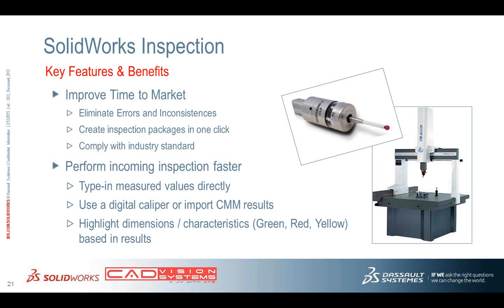Okay, and lastly, with SOLIDWORKS Inspection we can also perform incoming inspection faster. We can just type in the measured values directly, or we can also use a digital caliper or import CMM results straight away. And all of these results will also be highlighted. It will highlight the dimensions and characteristics green, red, yellow based on the results. All these key features and benefits, I will also show later when I do a demonstration of SOLIDWORKS Inspection for the add-in in SOLIDWORKS as well as the standalone application.